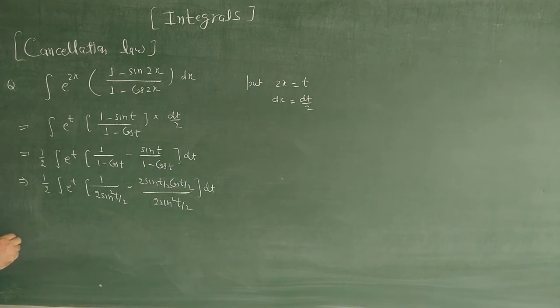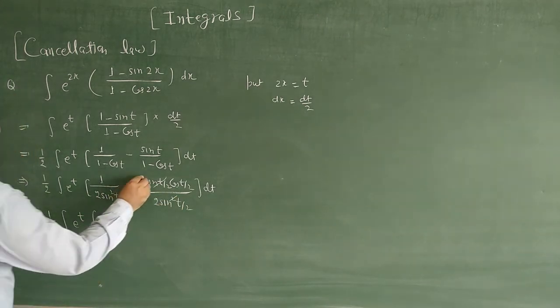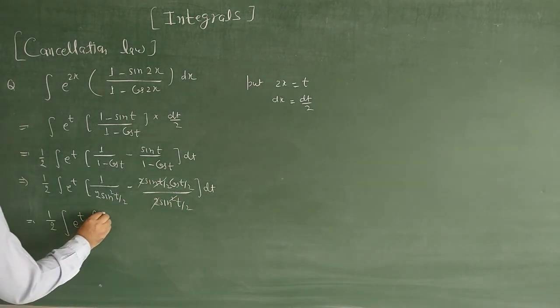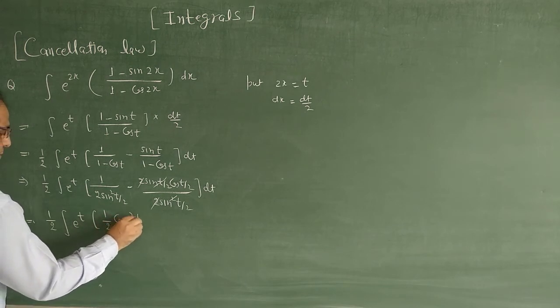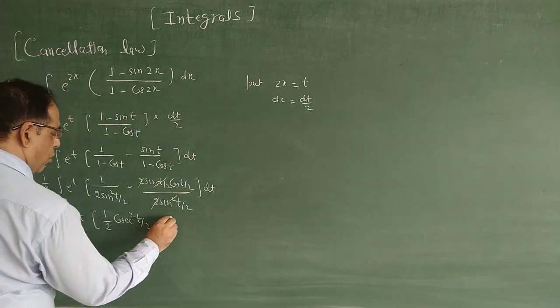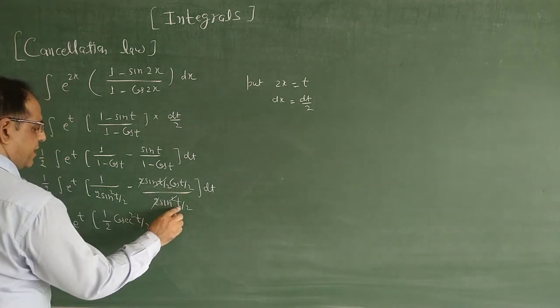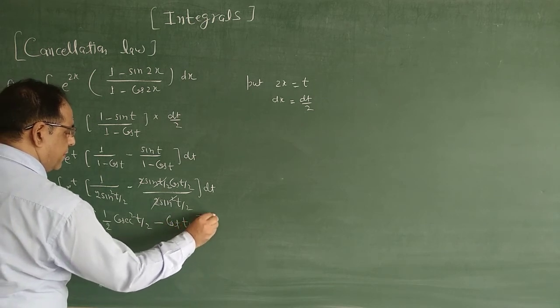Here 1 upon 2 is outside, e to the power t. Sin t by 2 cancels out, 2 and 2 again cancel out, so we have 1 upon 2 cosec square t by 2 minus cot t by 2. One cos is there, one sin is there, so this will become cot t by 2, dt.